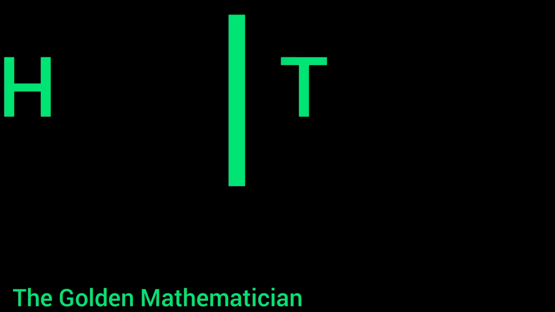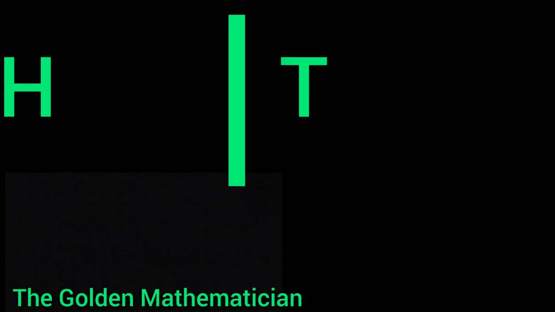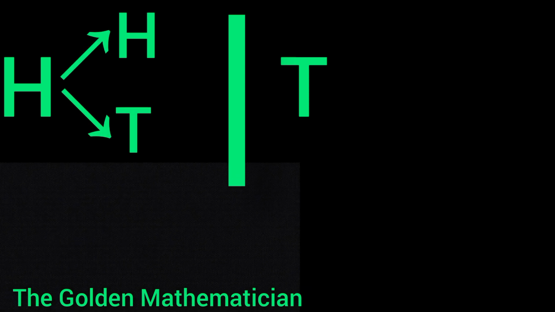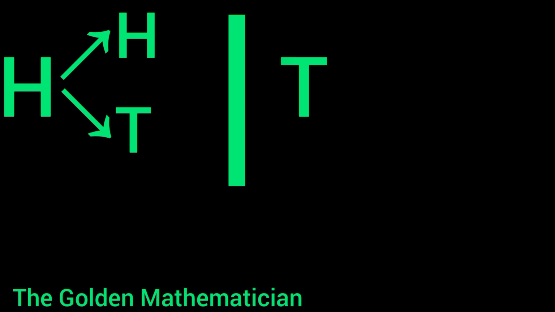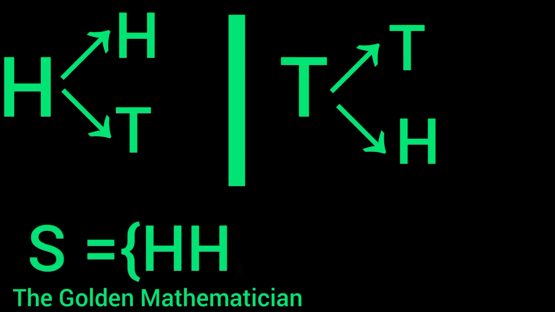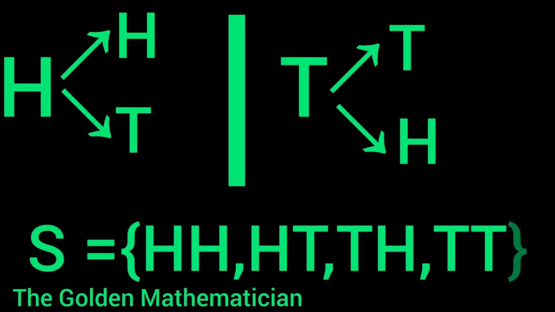So let's assume we got a head during the first toss. During the second toss, we would get either head or tail. Similarly, if we got a tail during the first toss, we would either get a tail or head during the second toss. We now have 4 possible outcomes, which are head head, head tail, tail head and tail tail.